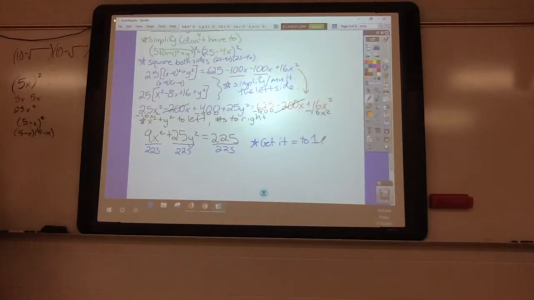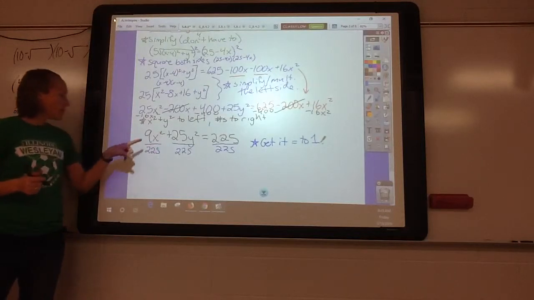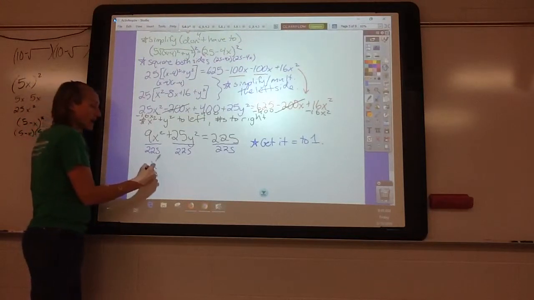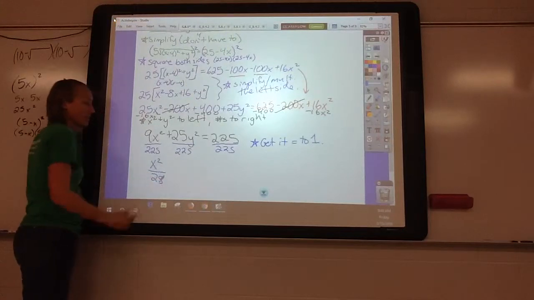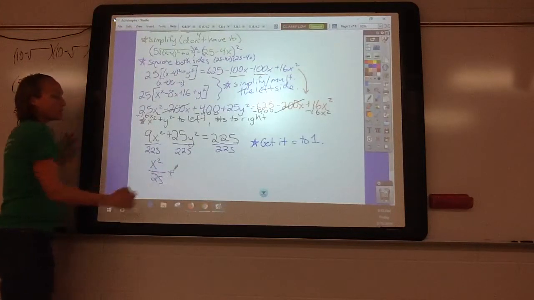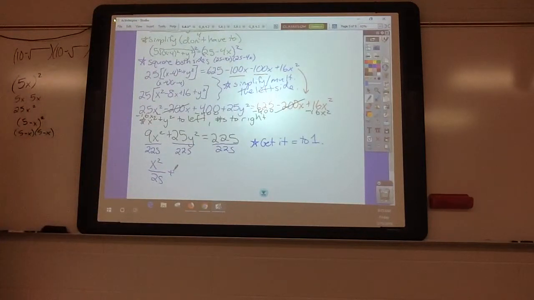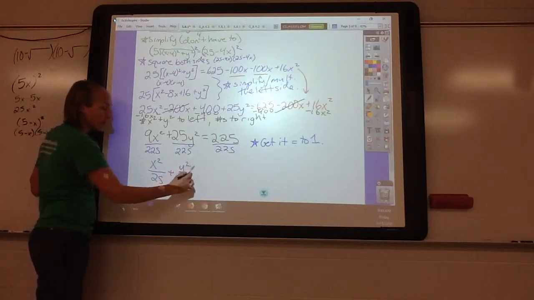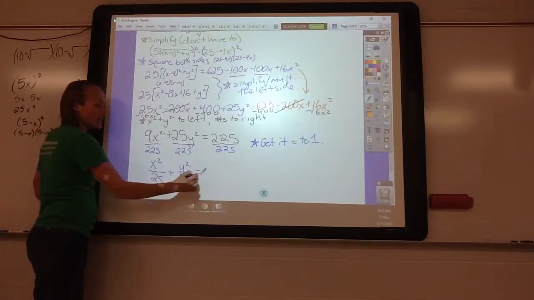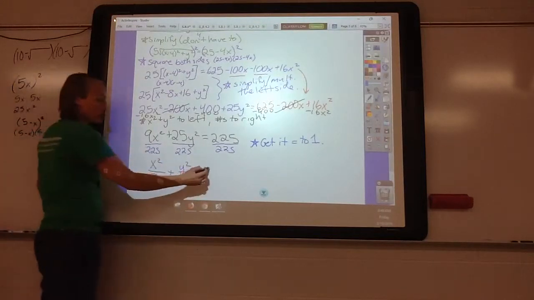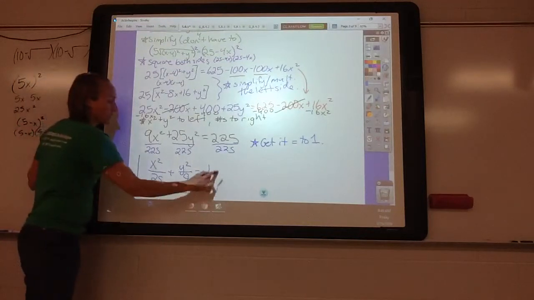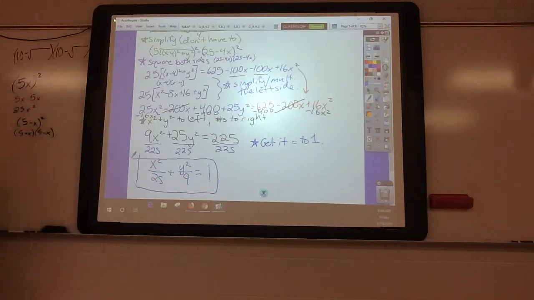If you need to do it in your calculator, please don't try to type in 9x squared. Type in 9 divided by 225. It's going to give you a fraction. In this case, it's going to be 1 over 25. So you write x squared over 25. Plus, do 25 divided by 225. It's going to give you a fraction of 1 over 9. So you write y squared over 9 is equal to, and 225 divided by 225 is simply 1. Okay? That's your derivation of the equation. You can get to it.